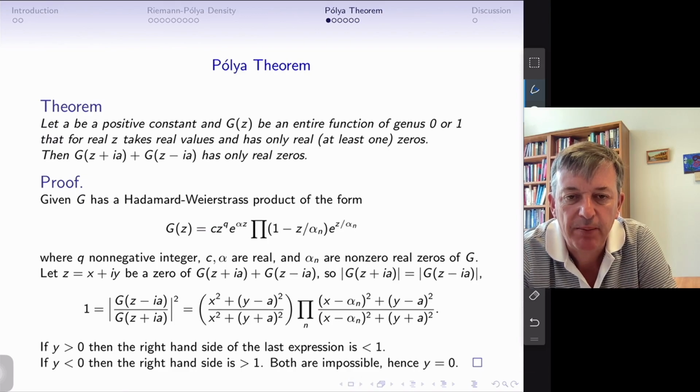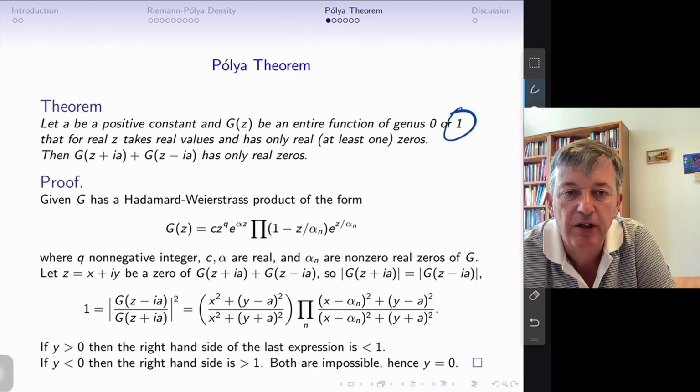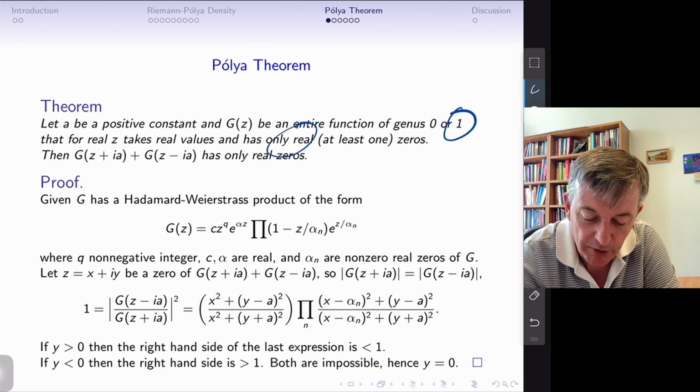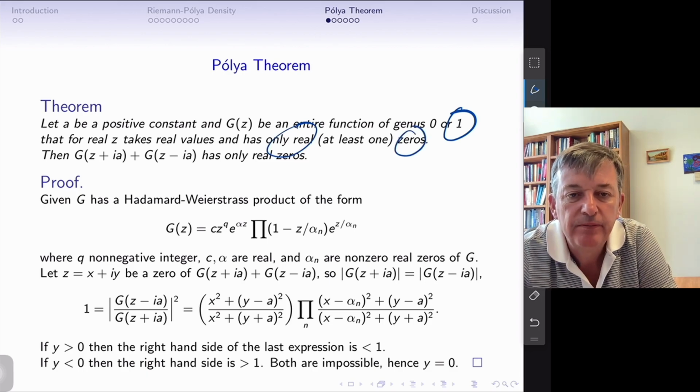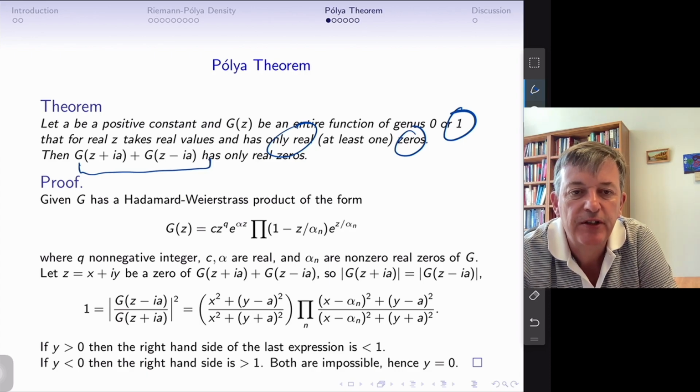Well, Polya came up with a very clever, cute little theorem. Also, Titchmarsh, I think section 10.24 of Titchmarsh, has a similar theorem. So suppose that G is essentially an entire function of order 1, for real z takes real values, and has only real zeros, and must have at least one zero. Then the clever little trick is that you can start to look at essentially mixtures of these functions. So essentially the function G evaluated at z plus ia plus G evaluated at z minus ia also only has real zeros. Okay, so how would you prove that?